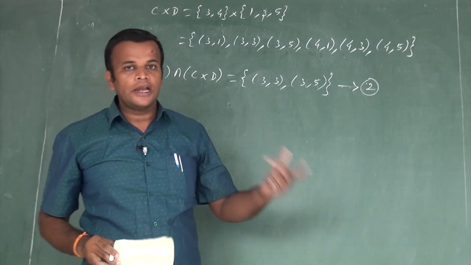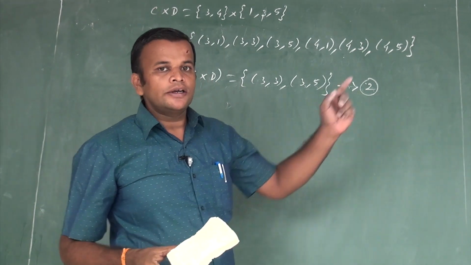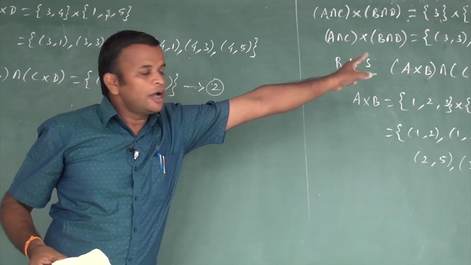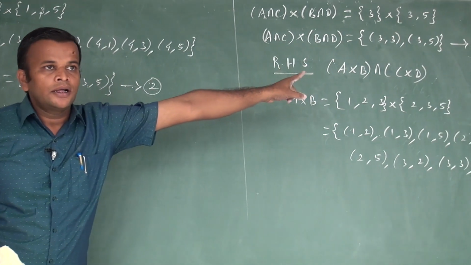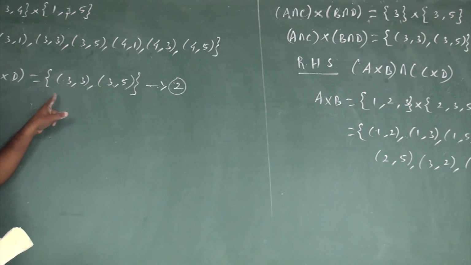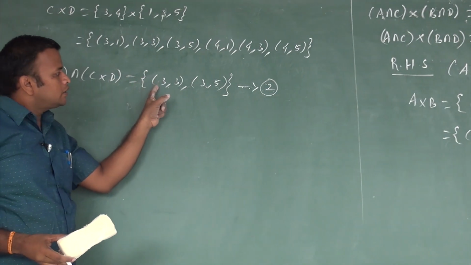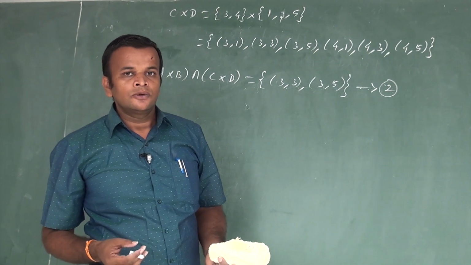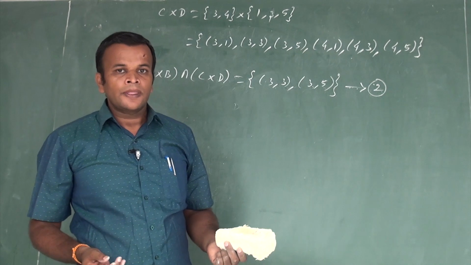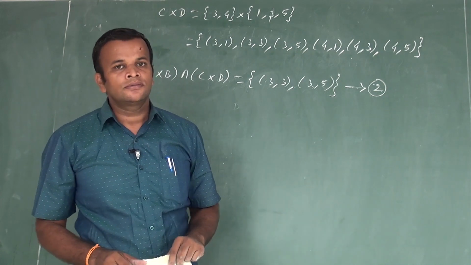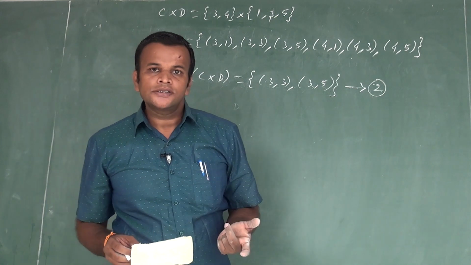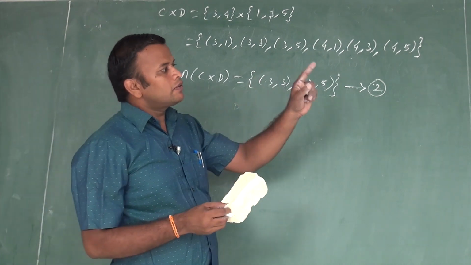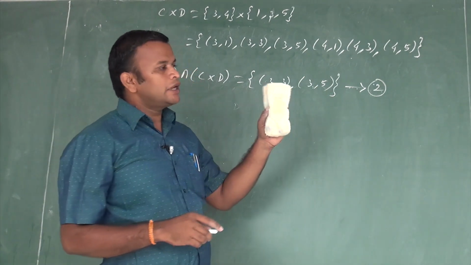1 means the value of LHS. What is the value of LHS? We already saw the value of LHS is 3 comma 3 and 3 comma 5. That is only 2 ordered pairs. Now we see that in 2 there are also the same ordered pairs, 3 comma 3 and 3 comma 5. So what is the conclusion? Now to check whether the given statement is true or false: yes, it is true, because both have the same ordered pairs, 3 comma 3 and 3 comma 5.